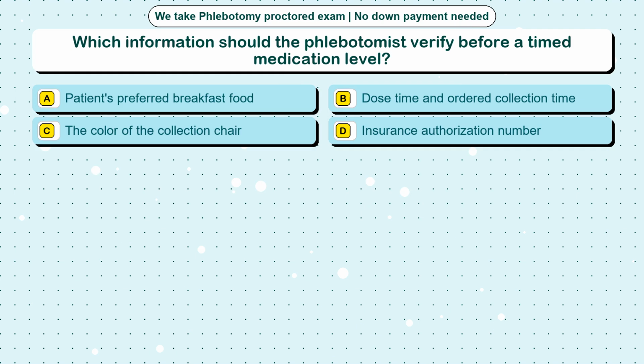Question 28. Which information should the phlebotomist verify before a timed medication level?